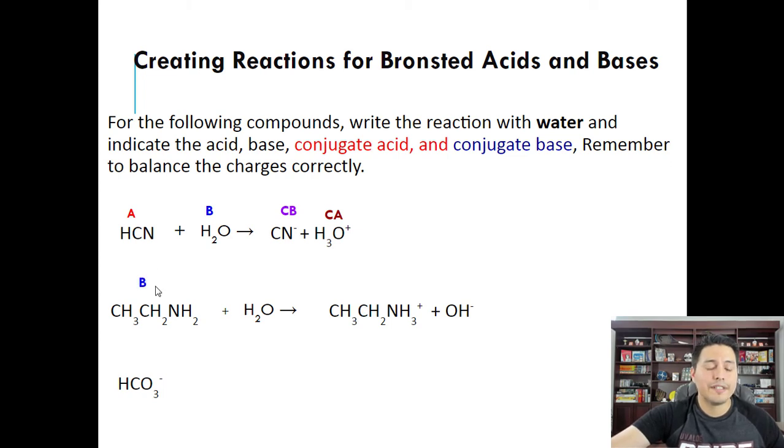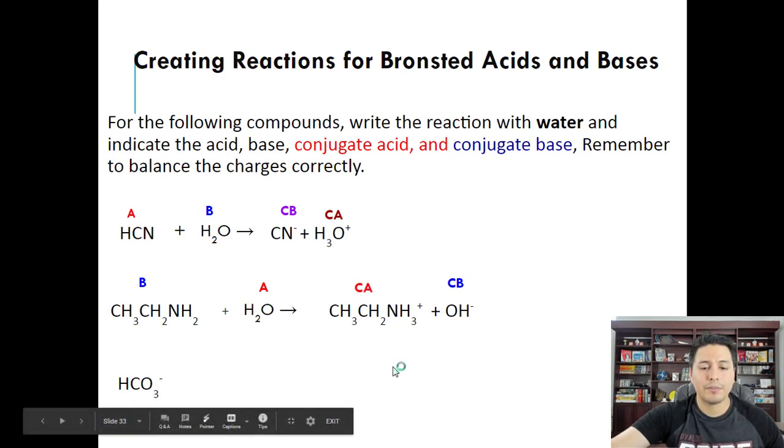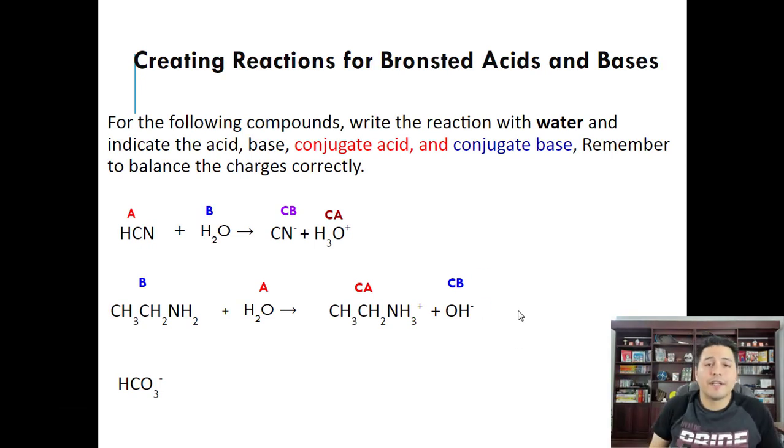So once you label these, this is the base, this is the acid. We know that this is the base, so its pair over here must be the conjugate acid, and its pair must be the conjugate base, right? That makes sense. Try this next one by yourselves. Pause the video, try it, but you get HCO3 minus.